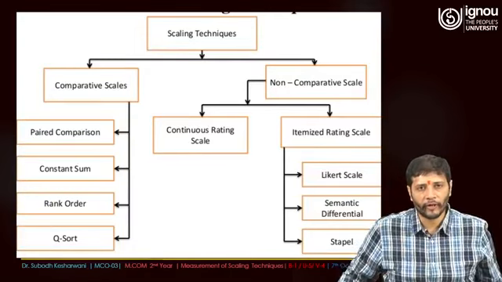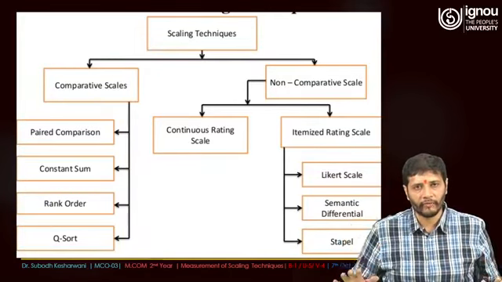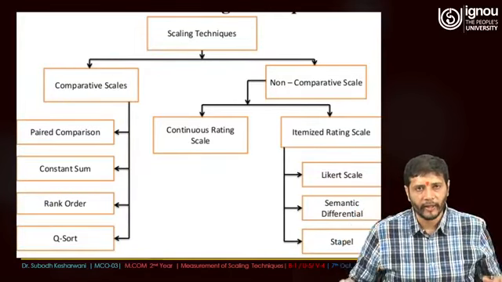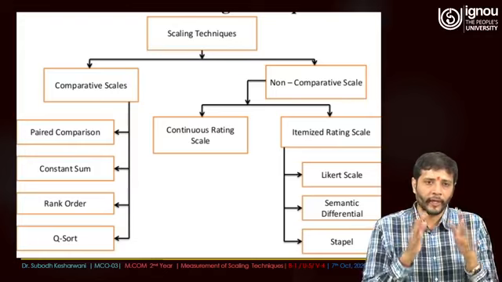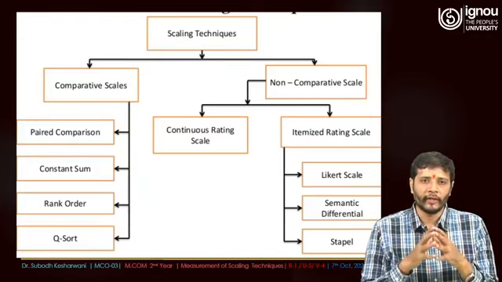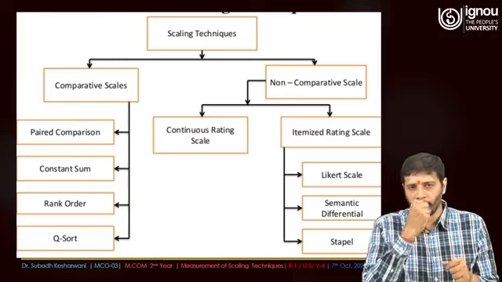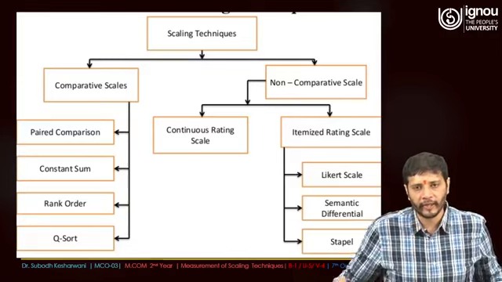Now we have already covered this session, which revolved around measurement. Since this chapter of the course is about measurement and scaling techniques, the first part we have covered, and the second part is scaling technique, which is bifurcated into comparative scales and non-comparative scales. In comparative scales, you have paired comparison, constant sum, rank order, and Q sort, and non-comparative is again bifurcated into continuous rating scale and itemized rating scale.